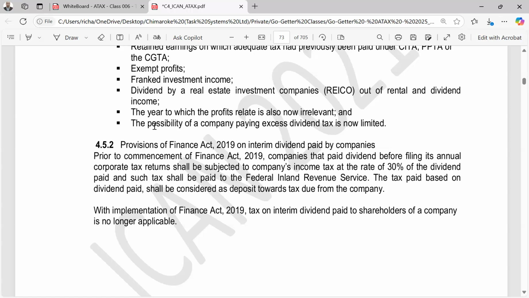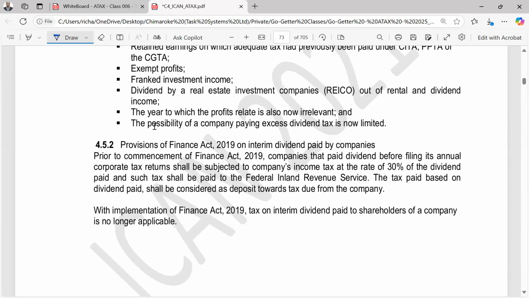Now it says here that prior to Finance Act 2019, companies that paid dividends before filing their annual corporate tax returns shall be subjected to company income tax at the rate of 30% of the dividends paid, and such tax shall be paid to the Federal Inland Revenue. The tax based on the dividend shall be considered as deposit tax due from the company. So that's what I'm trying to explain. Let me make it clear again.